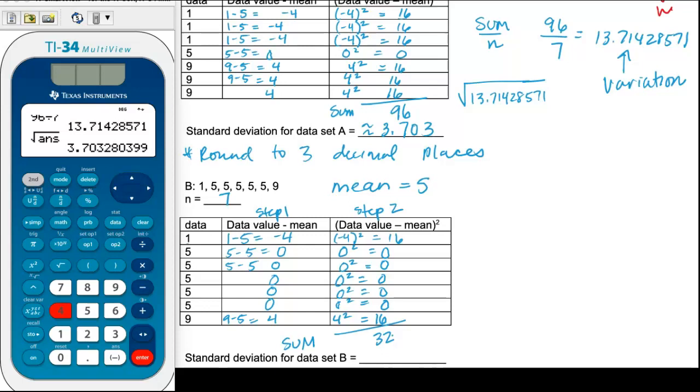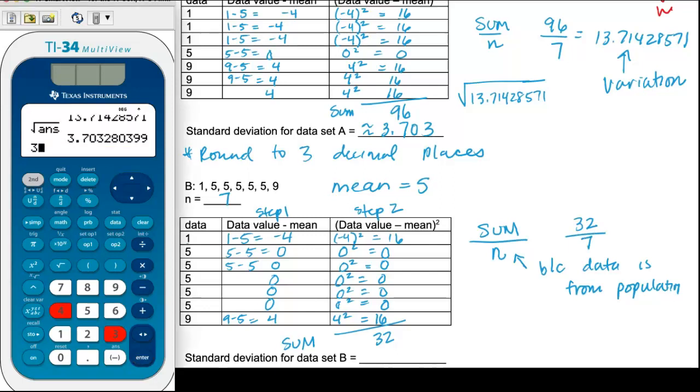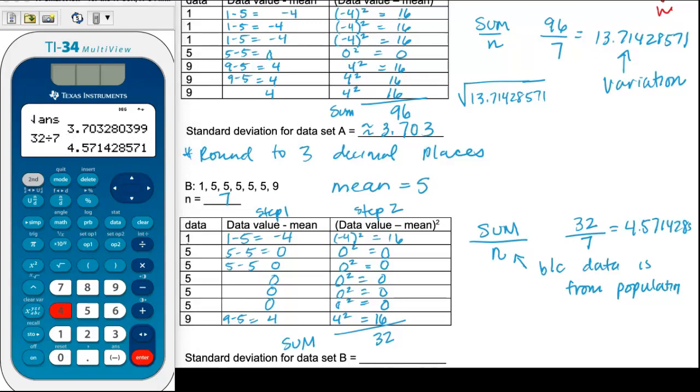And then my step 4 is to divide the sum by either n or n minus 1, depending on where the data comes from. So since it told us to assume the data is from an entire population, we're going to divide by n. So I'm just going to write, because data is from a population. So I'm going to take 32 divided by 7. And I write this number down: 4.571428571.